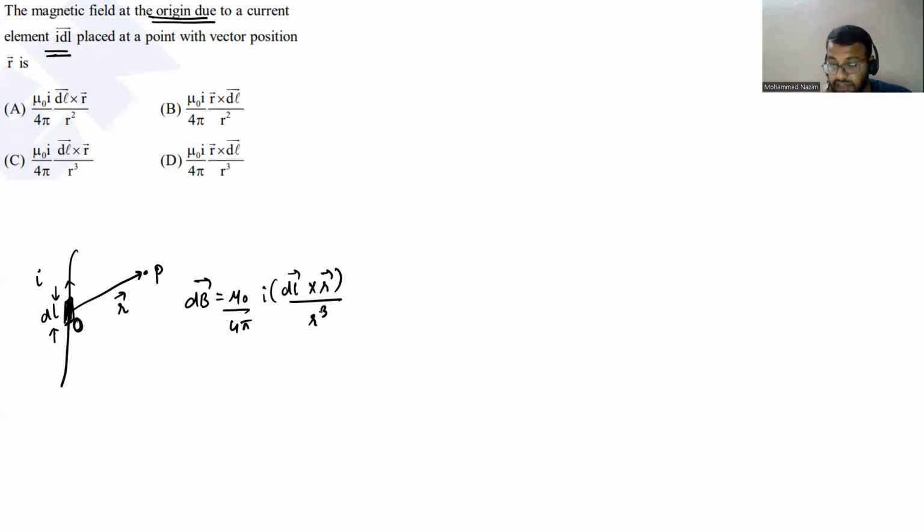But here, if you see, the question is not like this. We need to calculate the magnetic field at the origin. So here, let me draw a diagram. Magnetic field at the origin. That means instead of calculating the magnetic field at this point, you are calculating at the origin, due to a current element placed at a point whose position is given by position vector r vector. So the current element is placed at some point, isn't it? There's a current element over here.